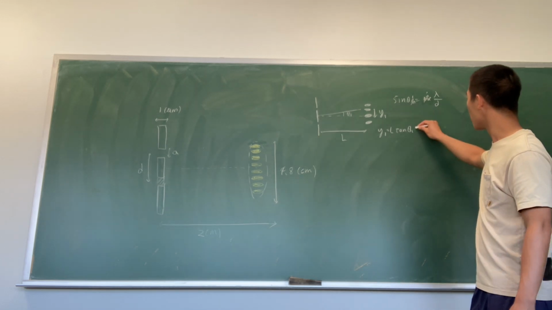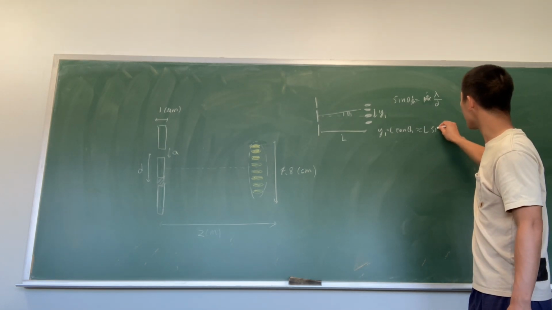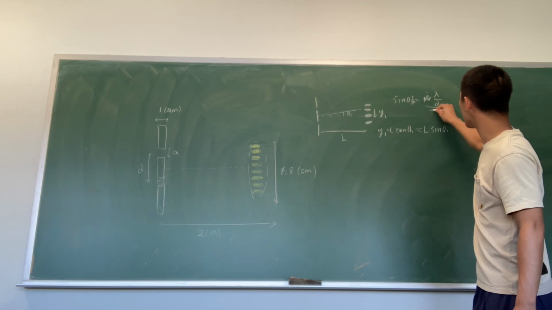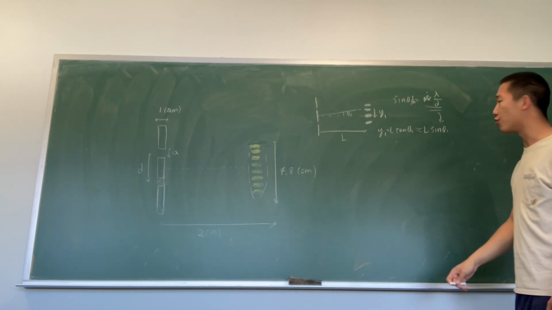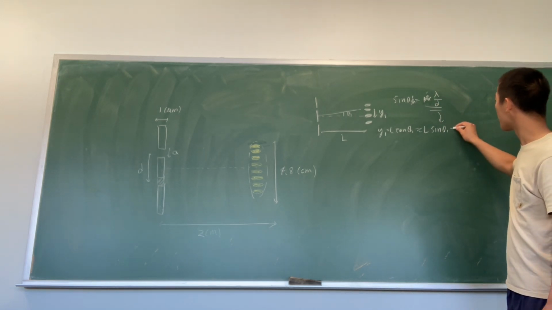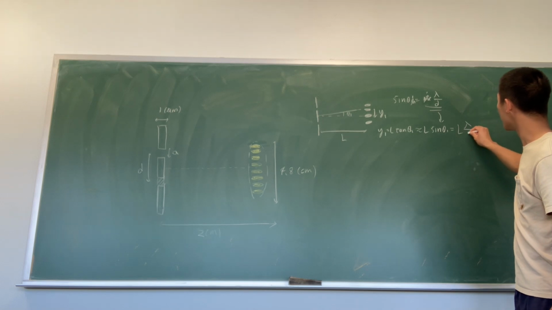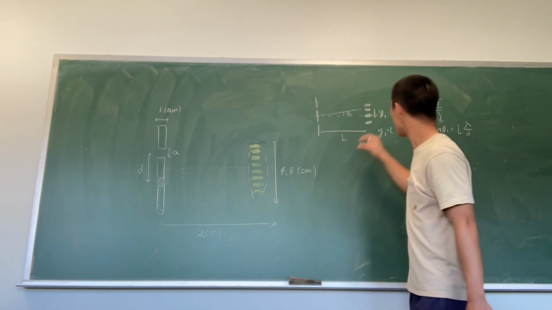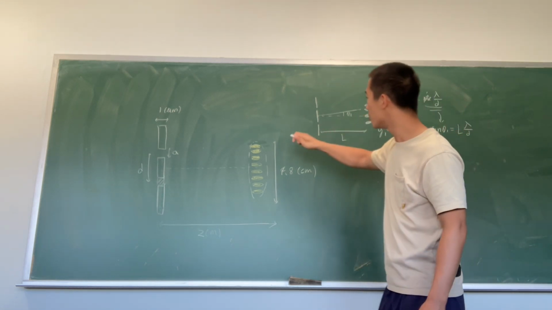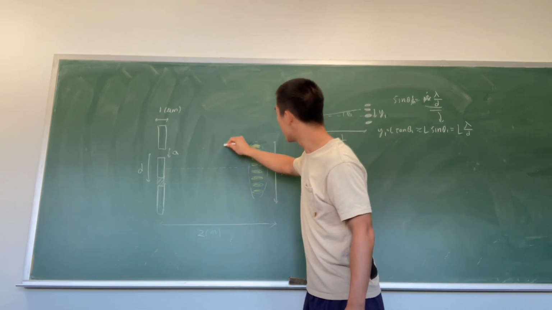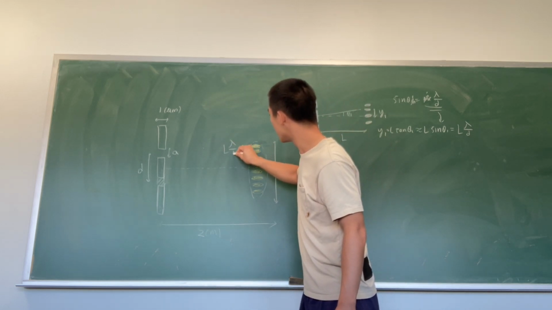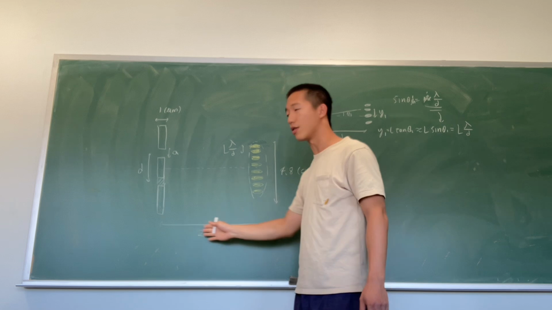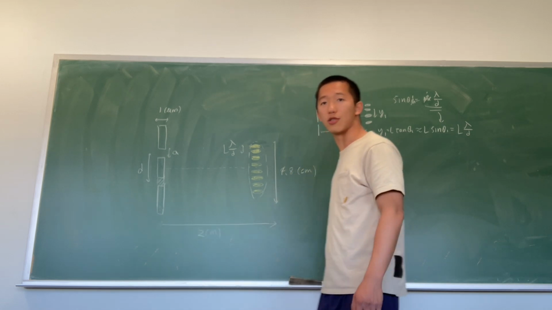The thing is that when the angle is small, tangent and sine are the same, so we can use the formula of sine to replace tangent, and that gives us L lambda over D. So we know that the spacing of the bright fringe should be L lambda over D, with L the distance between the screen and the double slit.